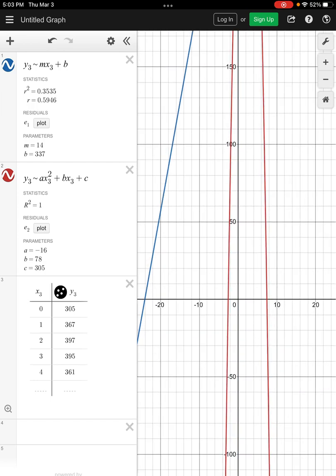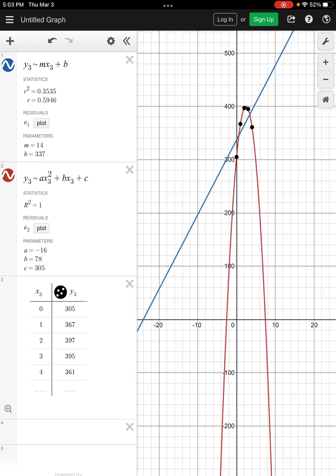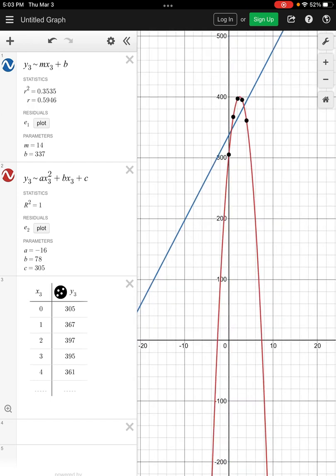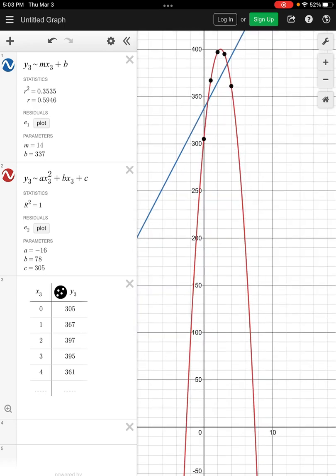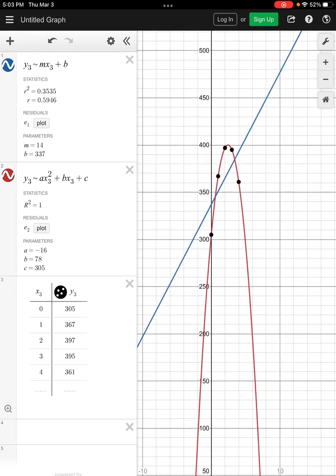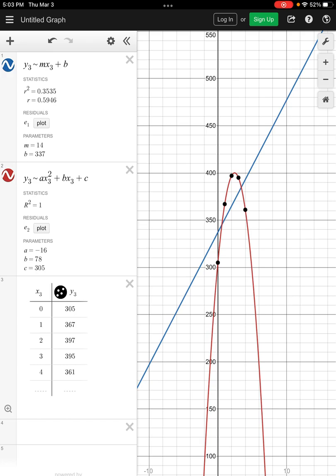And hey, take a look at the graph over here on the right. The red line is a quadratic. That's U-shaped. It is perfect. It's going through those points. Look at the blue line. It's not even close to going through those points. So that's why the R value is 1. It's going right through all the points perfectly.